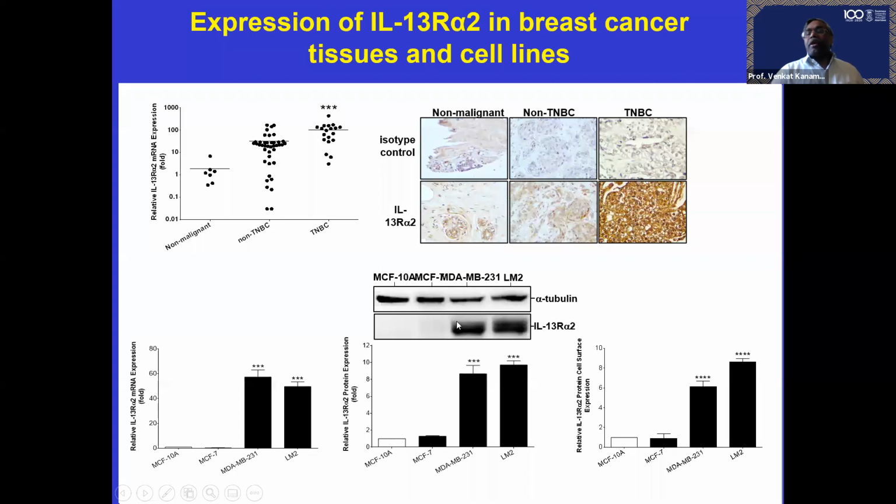alpha-2 expression is high. This is done by Western blotting. It's more in triple negative breast cancer cells. And also we can see they have a relatively high expression of the receptor at the cell surface.